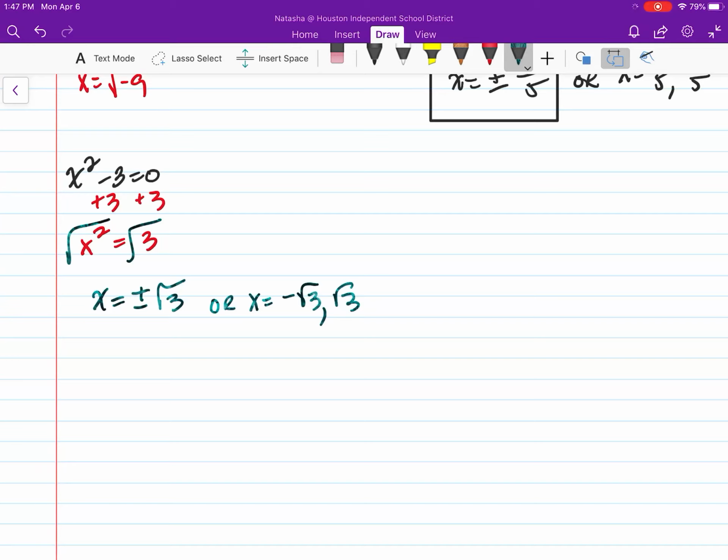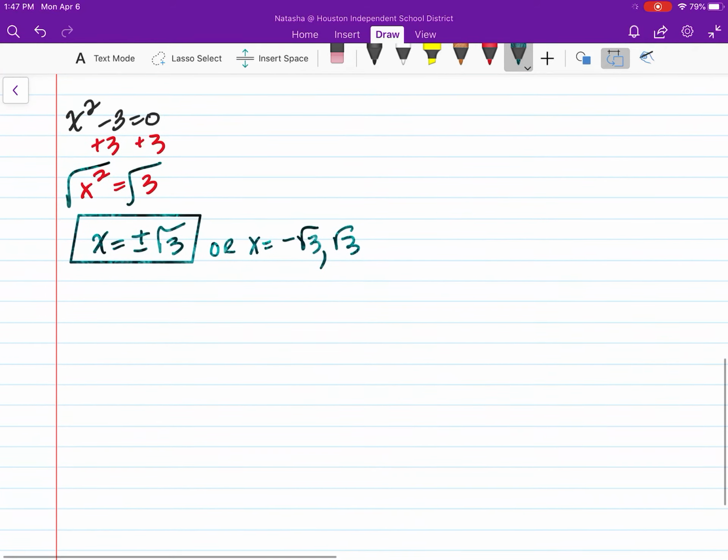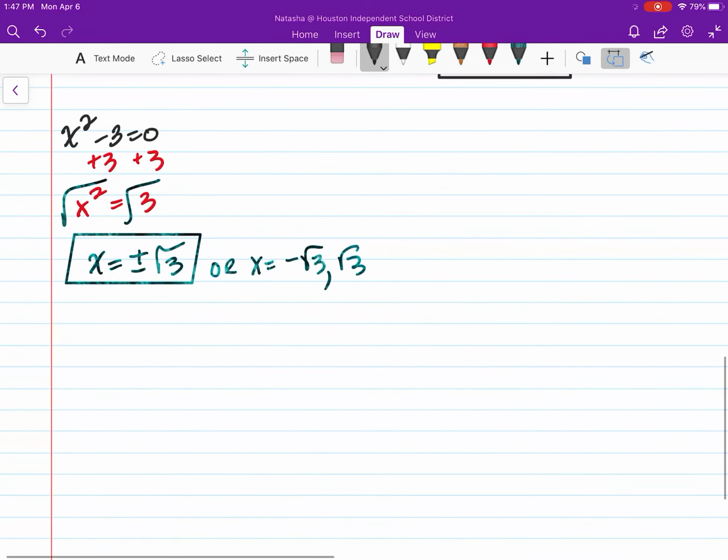You can also write it this way: x is equal to negative square root of 3, comma, square root of 3. Either way, this is just the shorthand version that x is equal to plus or minus the square root of 3. It's the same statement. And when you get up into upper level maths, that can make your notation a lot easier and easier to find.